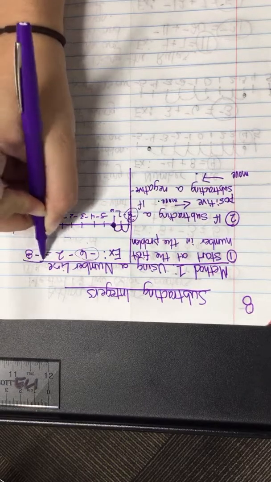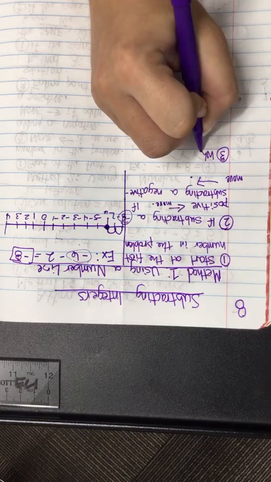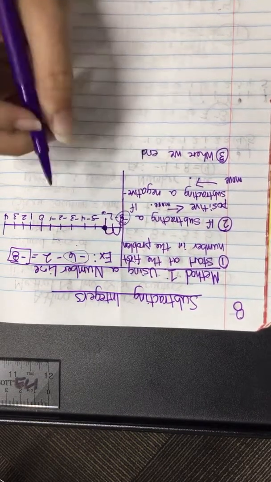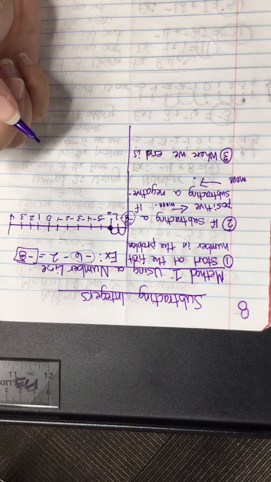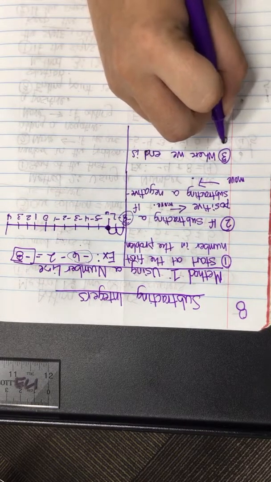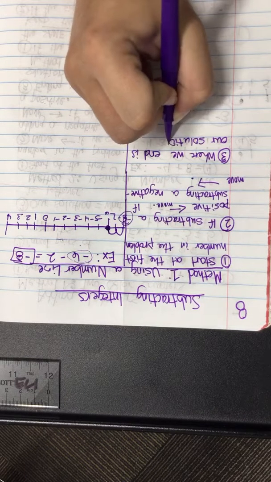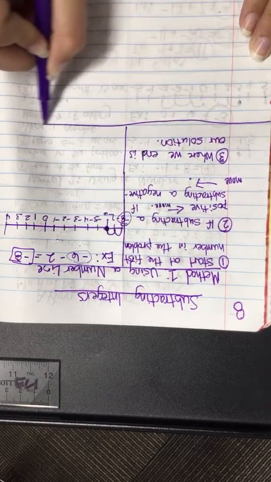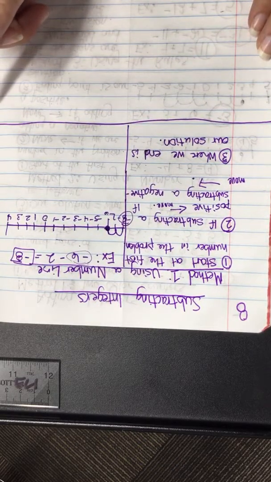So just like with addition, step 3, where we end is our solution. Okay? So -6 minus 2 is equal to -8.